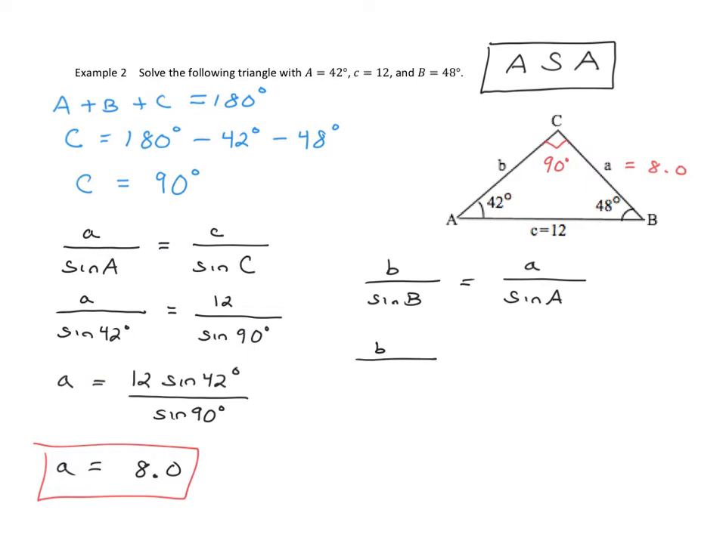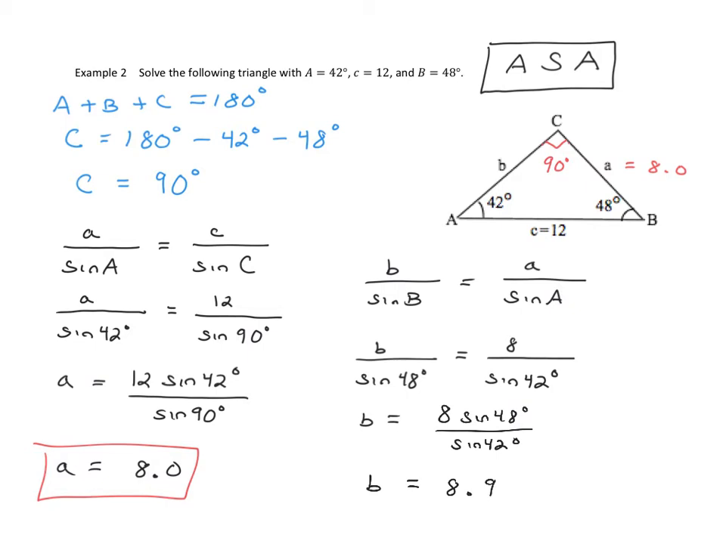B is the only thing I don't know. Sine of B is sine of 48 degrees. A is equal to 8, and that's sine of 42 degrees, like this. To solve for B, I can multiply sine of 48 degrees to the other side of this equation. So I have 8 times sine of 48 degrees all over sine of 42 degrees. Now here I have to enter all this into the calculator. So 8 sine of 48 divided by sine of 42. And if I round to the nearest tenth, I get that B is equal to 8.9, approximately.